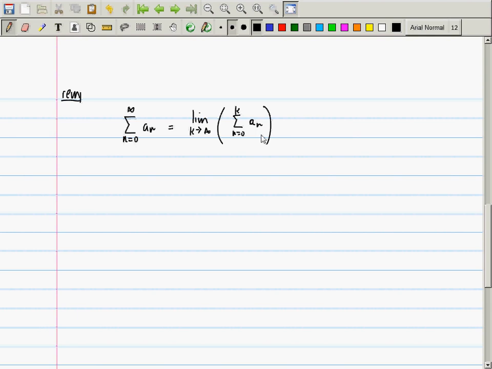Okay, so outside, on the left side of that equation, that's an infinite sum. Infinite sums might exist, they might not. Inside of the parentheses, that's a finite sum. I'm summing up the first k numbers. Really, it's the first k plus 1 because we're starting at 0. But a finite number nonetheless. We're summing up a finite count of numbers.